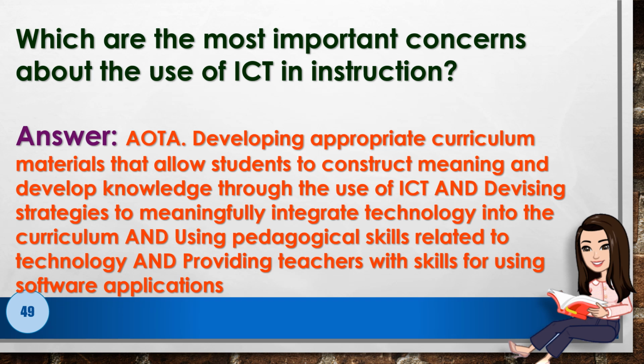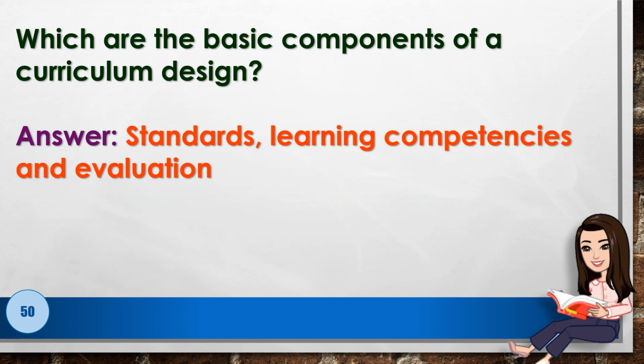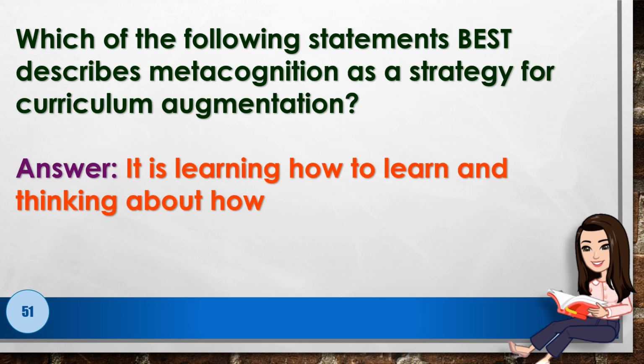49. Which are the most important concerns about the use of ICT in instruction? Answer: all of the above. Developing appropriate curriculum materials that allow students to construct meaning and develop knowledge through the use of ICT, and devising strategies to meaningfully integrate technology into the curriculum, and using pedagogical skills related to technology, and providing teachers with skills for using software applications. 50. Which are the basic components of a curriculum design? Answer: standards, learning competencies, and evaluation. 51. Which of the following statements best describes metacognition as a strategy for curriculum augmentation? Answer: it is learning how to learn and thinking about how.